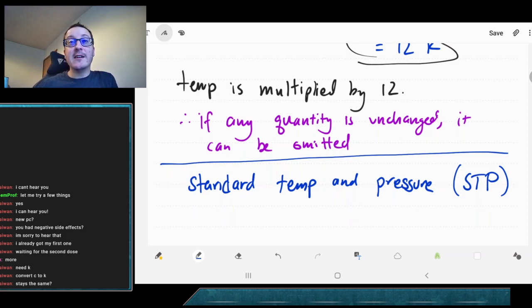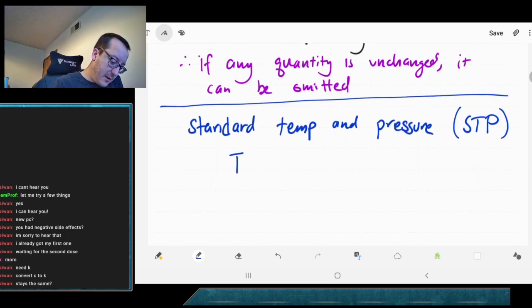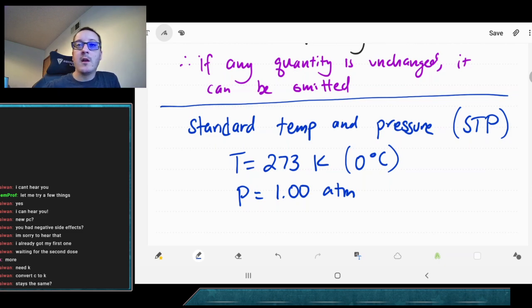It's called STP, standard temperature and pressure. This is when we are going to be dealing with 273 Kelvin or 0 degrees Celsius. Same thing. And 1 atmosphere.